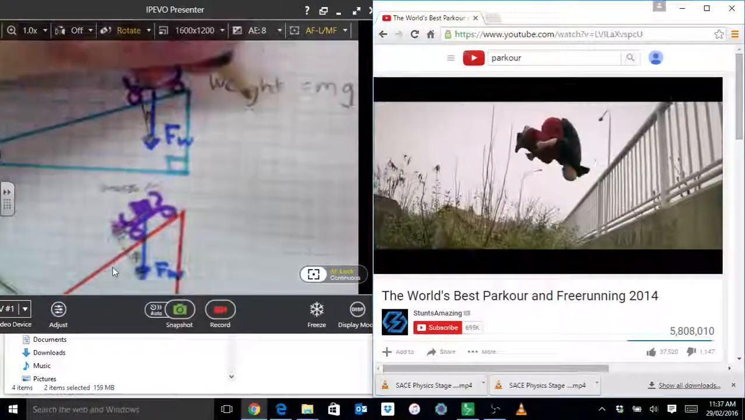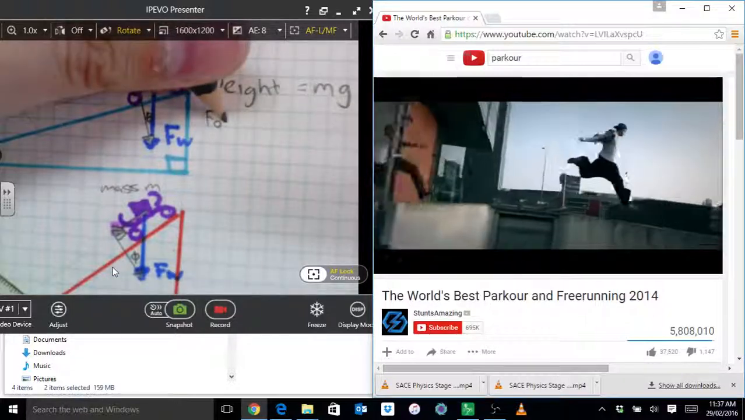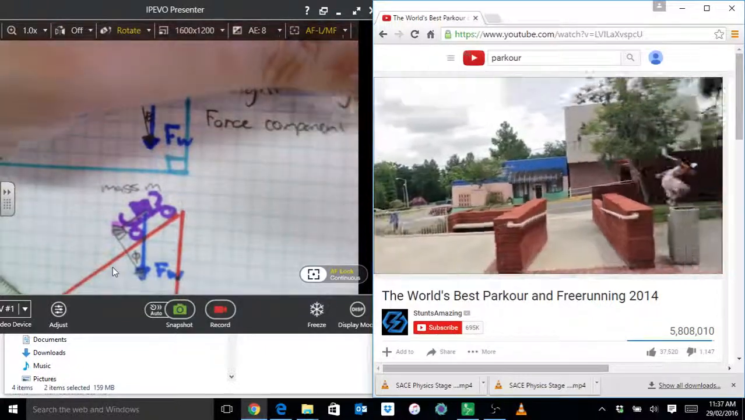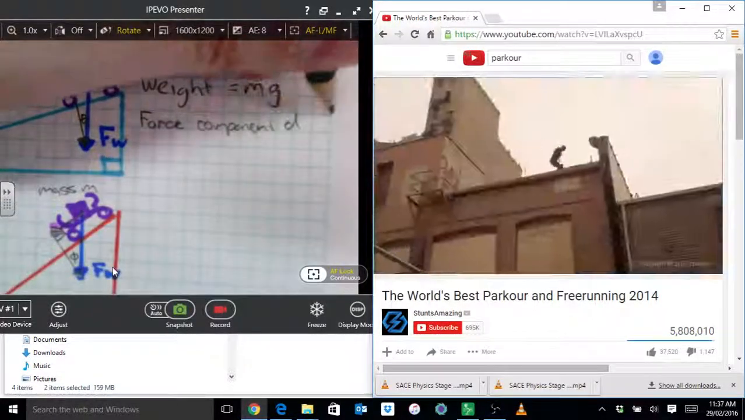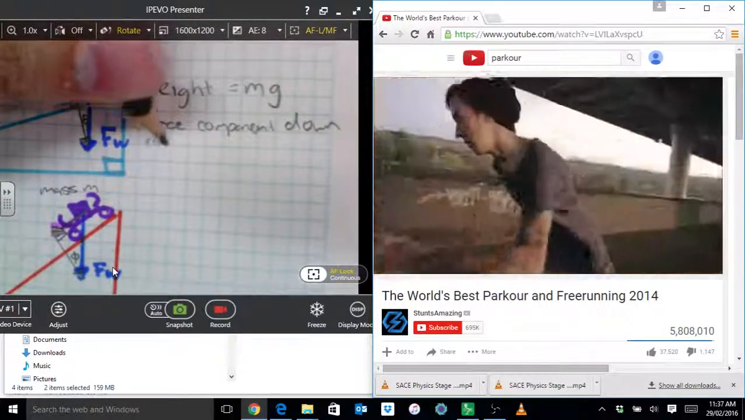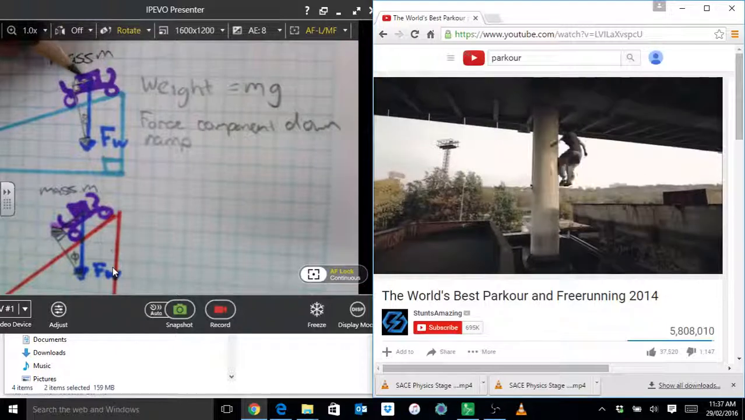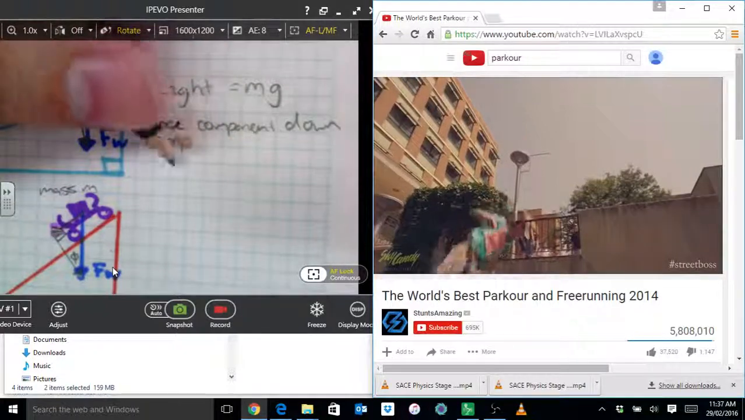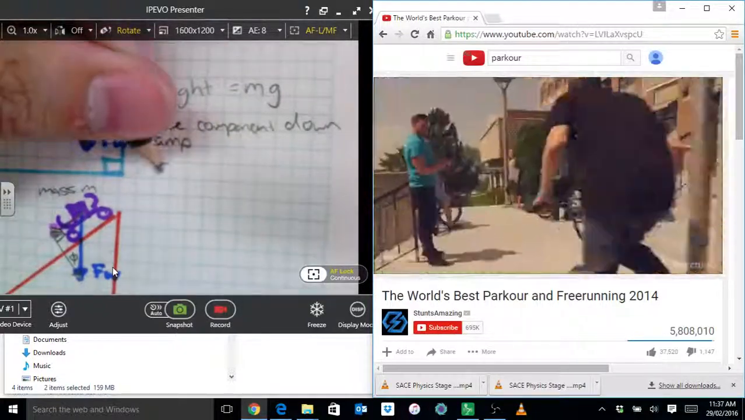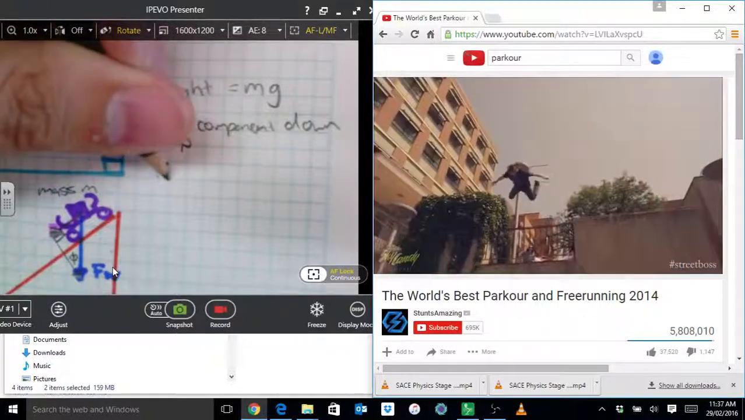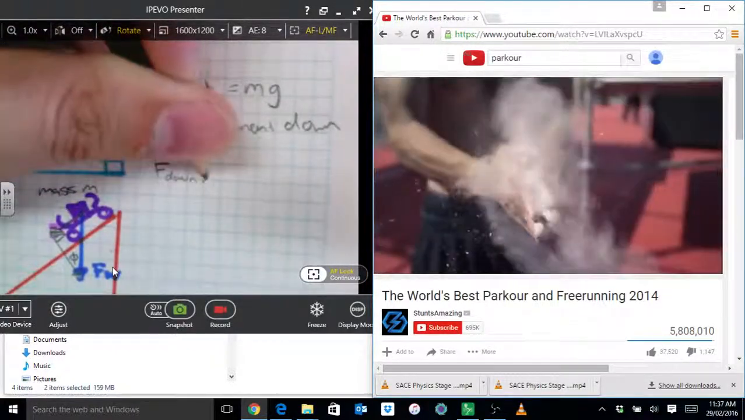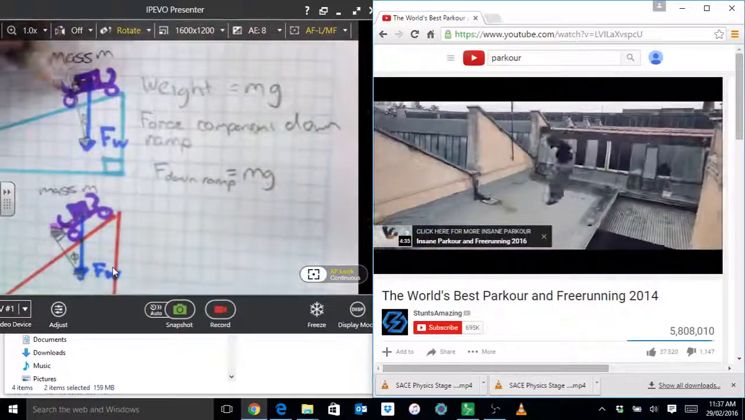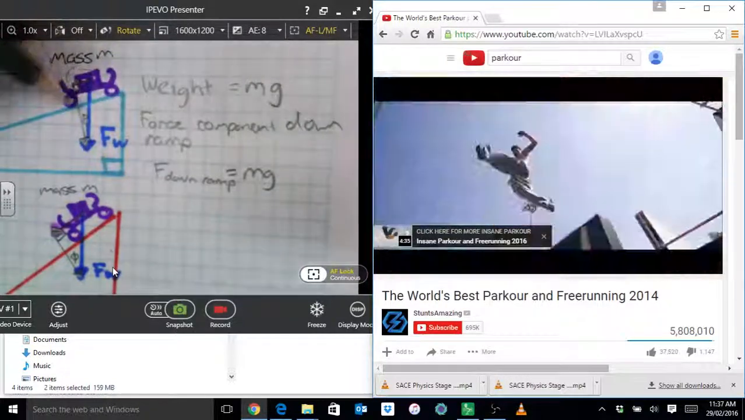So basically the force component down the ramp. Okay, if you use trigonometry, so we're talking about this component here, and likewise that one there with a different angle. But I'll just write out for this one. Okay, so that force component, just call it force down ramp, equals mg, that's the hypotenuse, times sine theta.